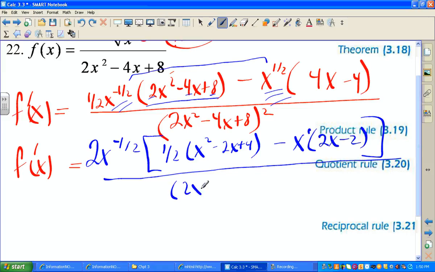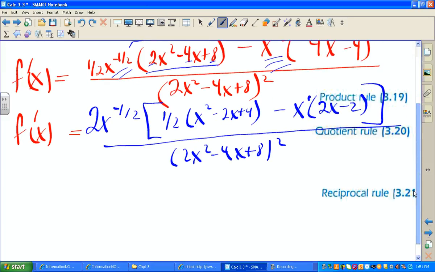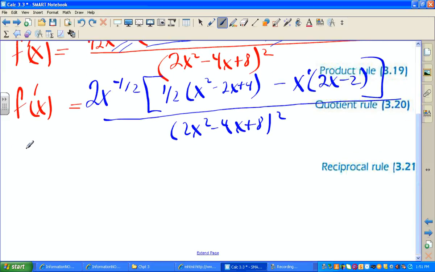Still over 2x squared minus 4x plus 8. So the derivative was the first step, and the algebra is going to be steps 2, 3, and 4. Okay? So the derivative was the first step. Now the algebra is going to take over for your final answer. And it's not easy algebra by any stretch.